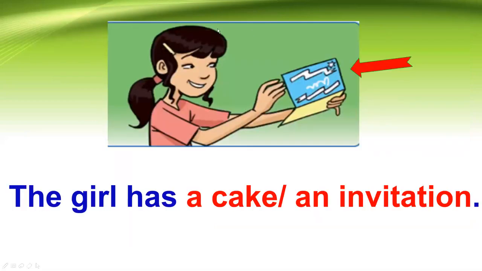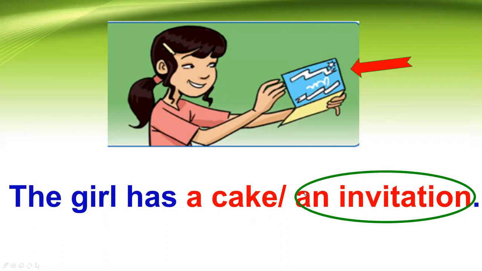Okay. So now I want you to look again at those pictures and circle the correct answer. You read the sentence here and you choose the correct word, okay? The girl has a cake or an invitation. What is this? Is it a cake? No, it isn't. So, the girl has an invitation. You circle this word, okay? Did you understand? Well done.